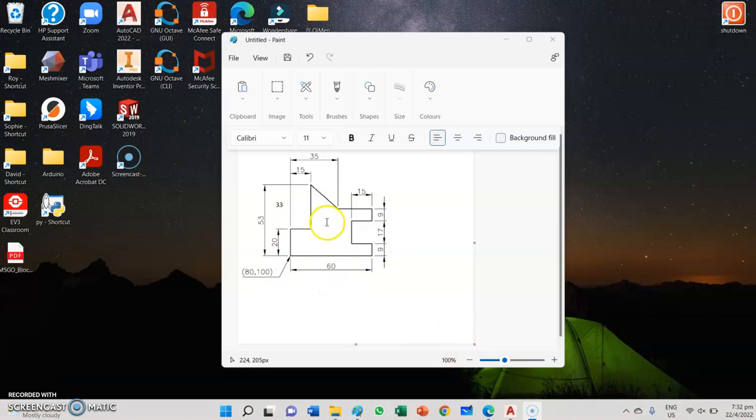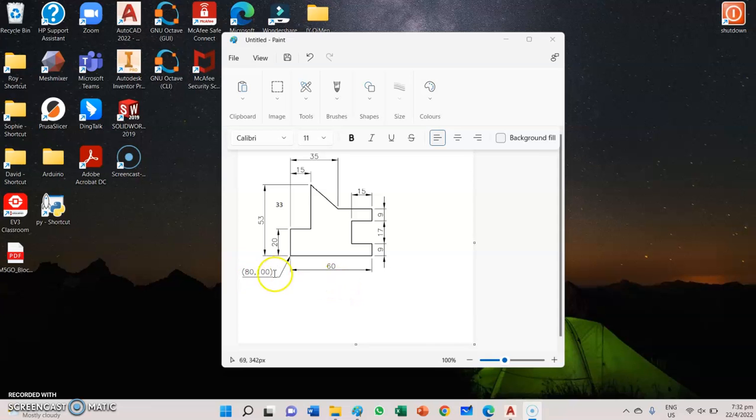Hi, for this question, we will need to make use of the line command and Cartesian coordinates to complete this particular problem. In dimensioning, sometimes a given dimension may not be given, and you have to make a mathematical deduction on what the value is. For simplicity's sake, I have written here that the distance from this point to this point is 33. Now let's start.